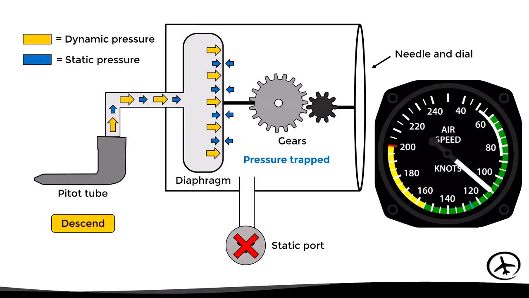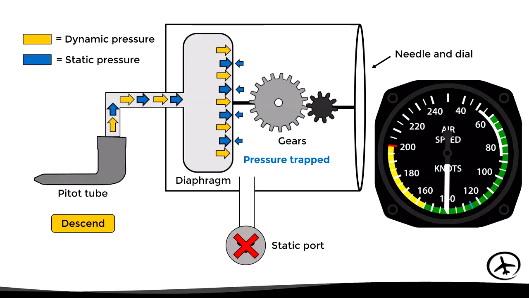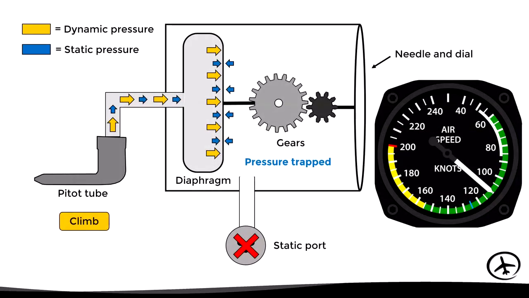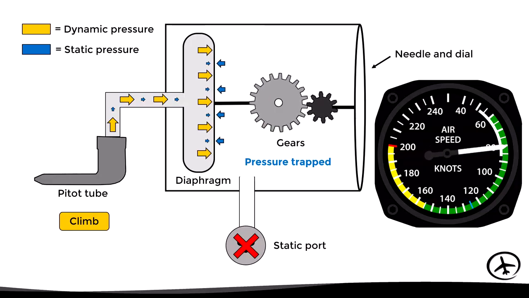However, if the aircraft descends, the static pressure entering through the pitot tube will increase, while the static pressure trapped inside the instrument case remains constant. So in this case, the diaphragm will expand, making the instrument indicate a higher speed. The opposite happens if the aircraft climbs. Here, the static pressure entering through the pitot tube will decrease gradually, while the static pressure trapped inside the case remains constant. This causes the diaphragm to contract and therefore make the instrument indicate a lower speed.